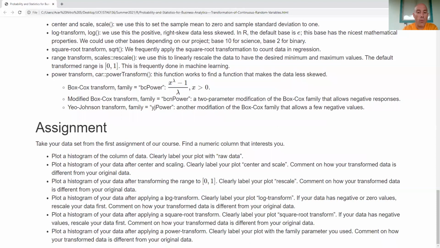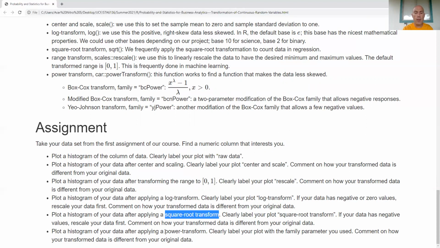Next, apply a log transform. Now, if you have negative values, 0 or negative values in your data, you will not be able to apply a log transform. If that's the case, use the rescale function to change it up so that you can. And tell me, how is your data different? This one should look very different from the original data. Next, I want you to take the square root transform and do a histogram. Now, if you have negative values, use the rescale function appropriately first.